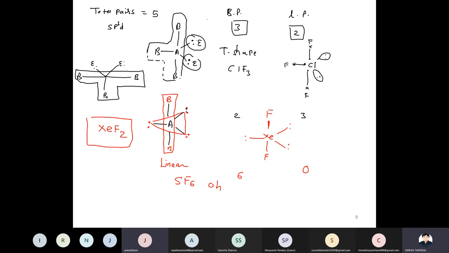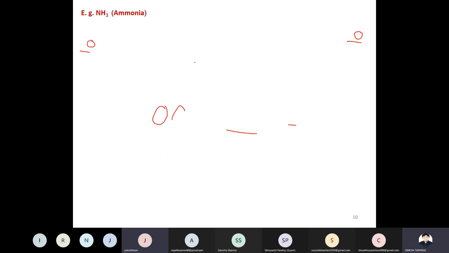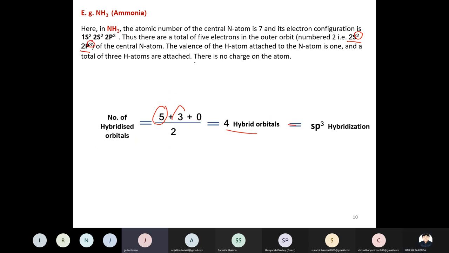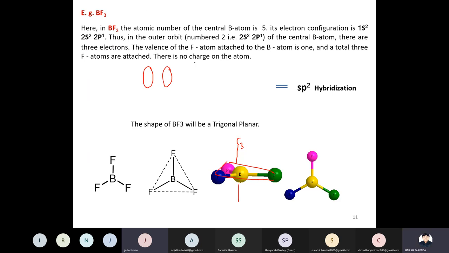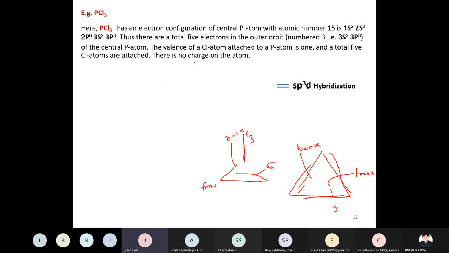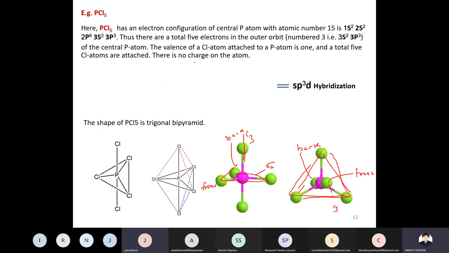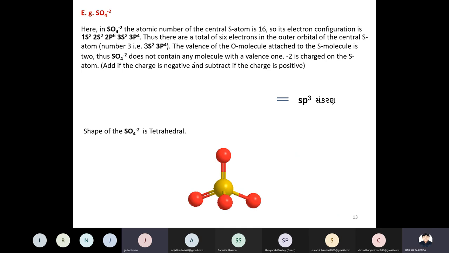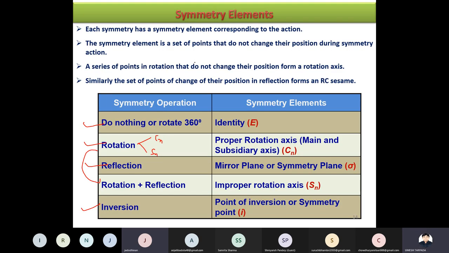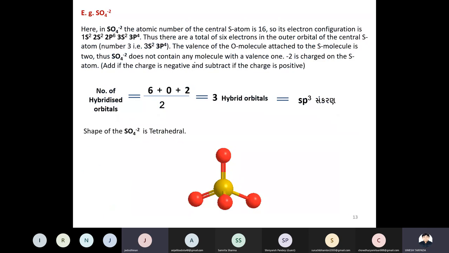So in this way you can arrange the different lone pairs. This is the case of ammonia, where we have already calculated hybridization and checked its shape. BF3 is trigonal planar because boron belongs to group 13, has 3 electrons and all the electrons are used up with monovalent atoms. PCl5 is an example of trigonal bipyramidal geometry. SO4 2- is a tetrahedral, ideal tetrahedral structure. So this is about the shape of the molecules.